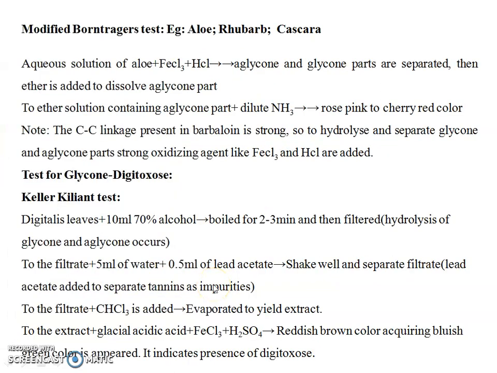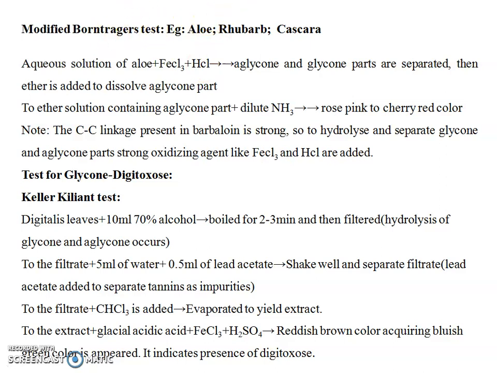Next, coming to the modified Bontrager test. The name itself indicates that the Bontrager test is modified. The difference between the two is only the addition of ferric chloride. The rest of the test is the same, with ferric chloride in HCl. So why are ferric chloride and HCl added in place of sulfuric acid?